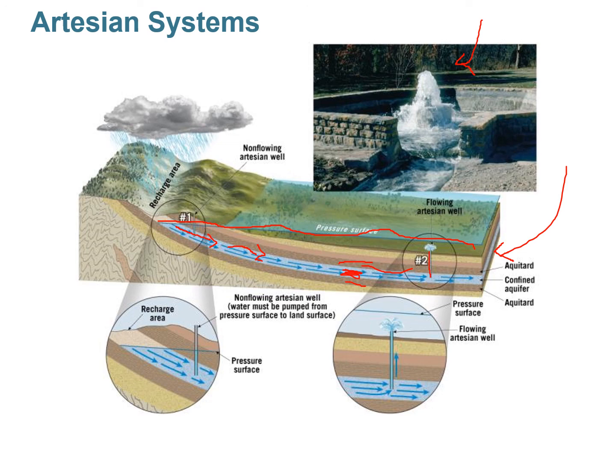So what happens if you build a well right here at site 2, you tap that confined aquifer, water will flow upwards to the pressure surface. If you go to well 1, if you build over here, let's zoom in over here, the water is still under pressure, but it will rise to the pressure surface, which is right here. So this would be an example of a non-flowing artesian well, and this one here would be an example of a flowing artesian well.